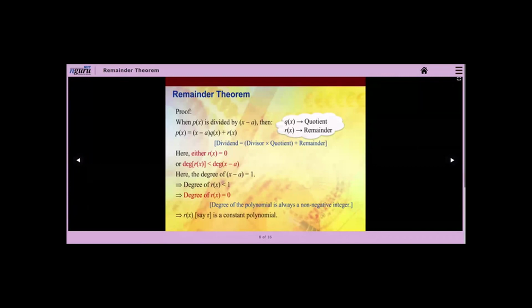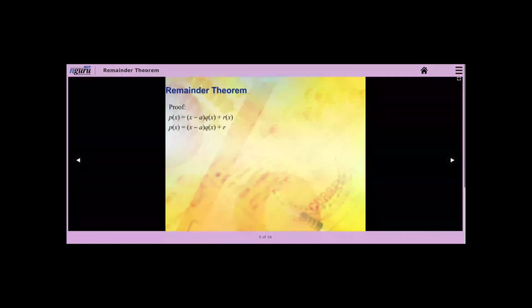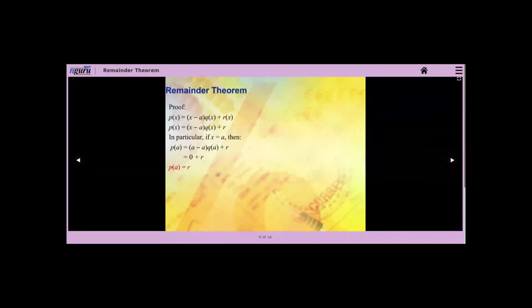This implies that R of x is a constant polynomial. Thus, for every value of x, R of x is equal to R. So R of x can be now replaced by R. In particular, if x is equal to a, then we get the simplified form of P of a as R, which is the remainder. Thus, if P of x is divided by x minus a, then the remainder is P of a. Hence, the theorem is proved.